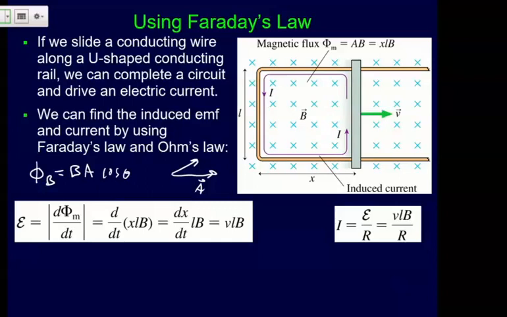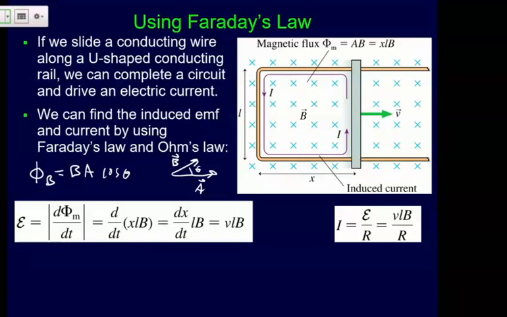vector, which if you remember was a vector pointing perpendicular to our surface, and the magnetic field. So it's really important to have a handle on what that angle is. That angle theta is in there. And so here it's B times A cosine of theta.